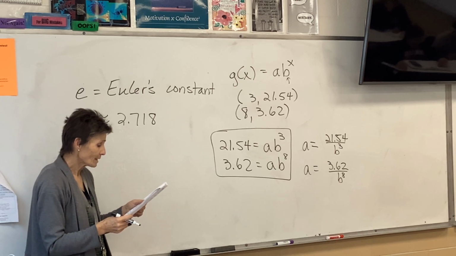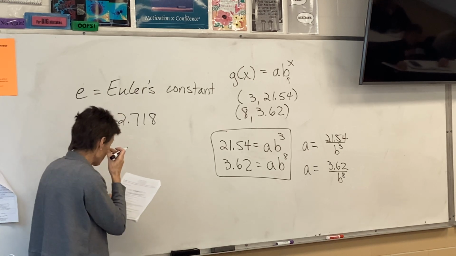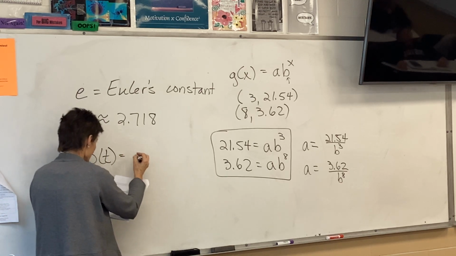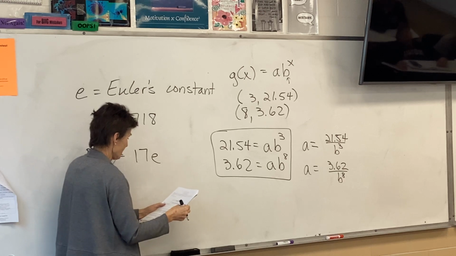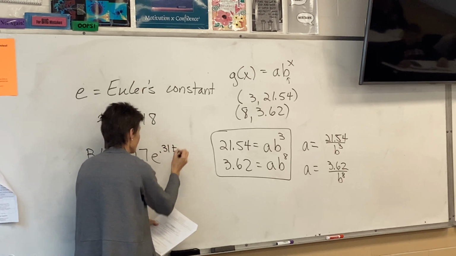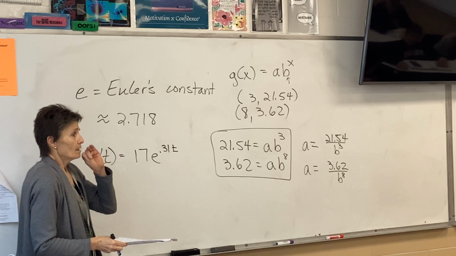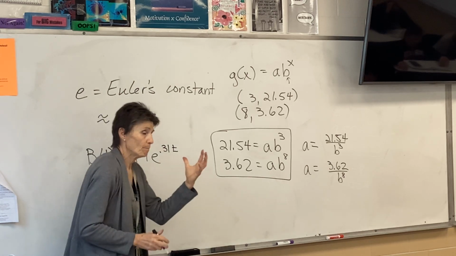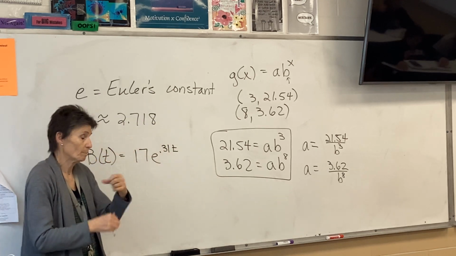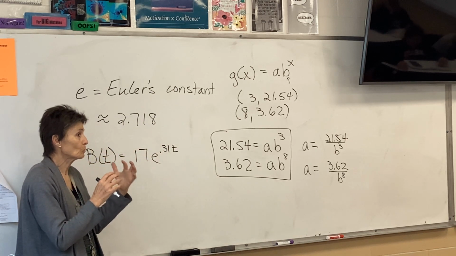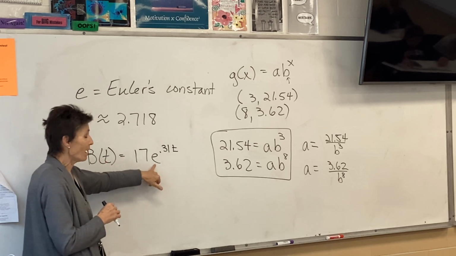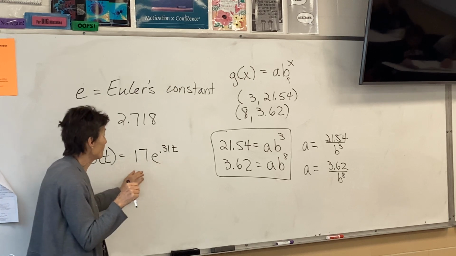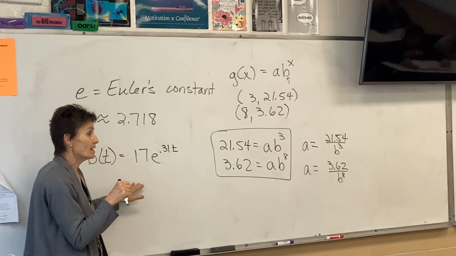The number of bacteria in a particular culture can be modeled by the exponential B of t equals 17e to the 0.31t. Natural growth, like in a bacteria population or a people population, is generally modeled with a base of E. This is actually called the natural growth formula.